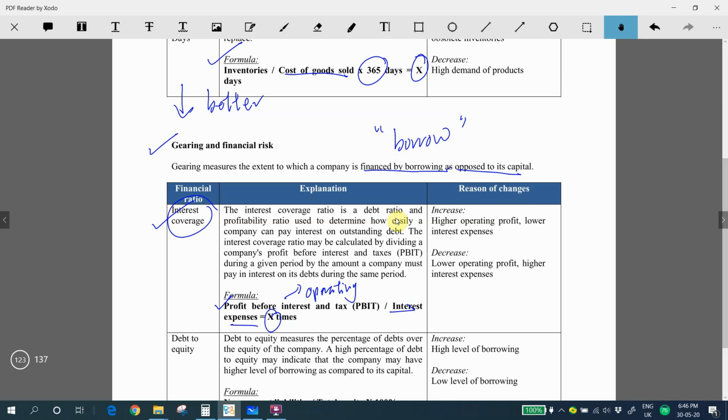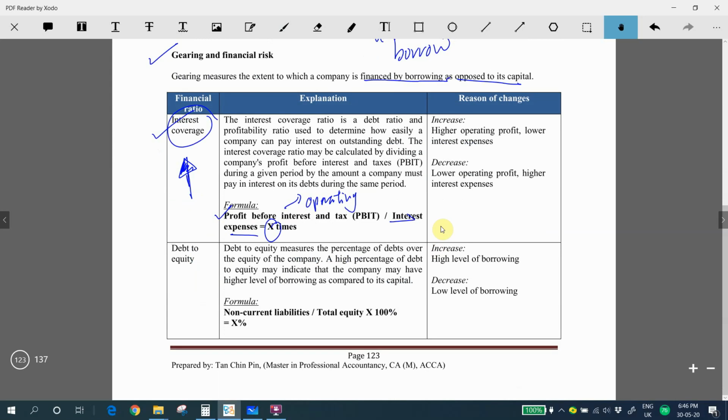So here, the higher the interest coverage, the better. It means that the company is safer. Imagine if you cannot pay the interest to the bank, what will they do? They may ask for immediate collection of your borrowing. So this is quite risky for the company if you have too low an interest coverage.